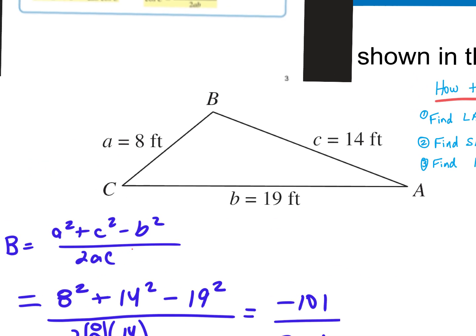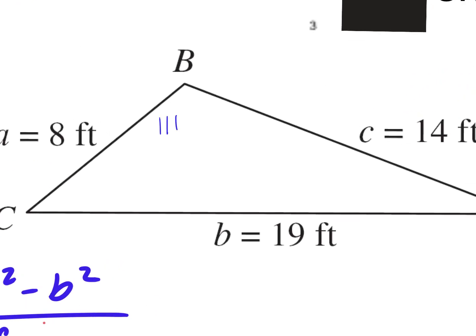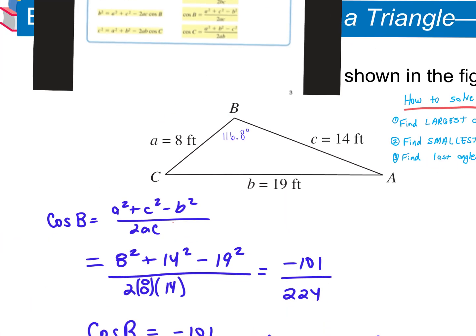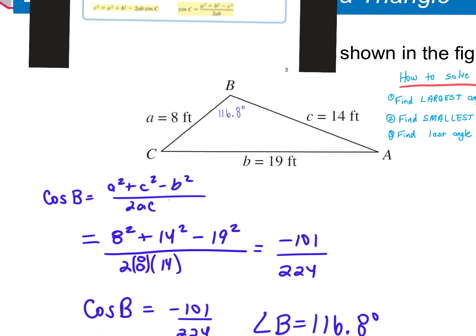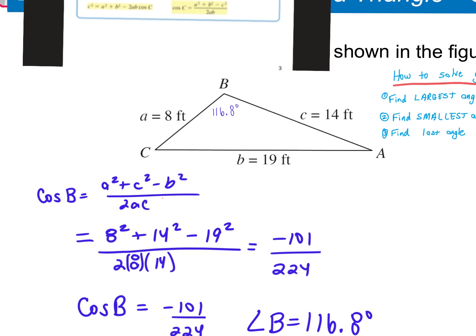So I'm going to write that right here in my triangle. I know angle B is 116.8 degrees. You guys okay with that? Now, the next step, you are more than welcome to use the law of cosines again if you want to, but you don't have to, because do we now have a side and its corresponding angle? Yes, so we can use the law of sines.